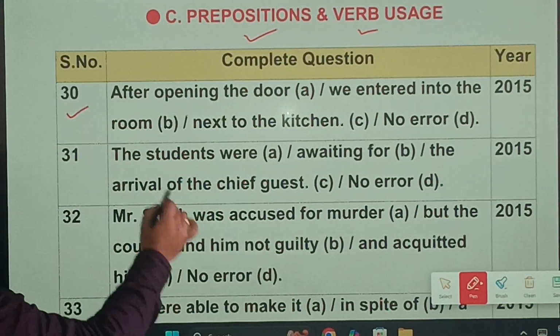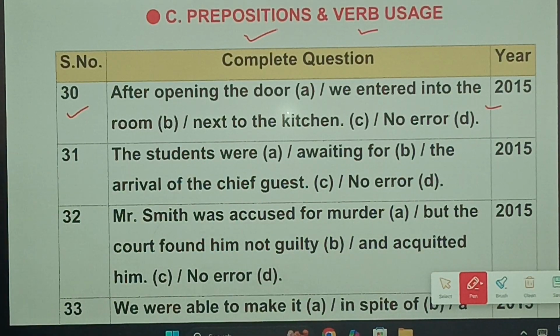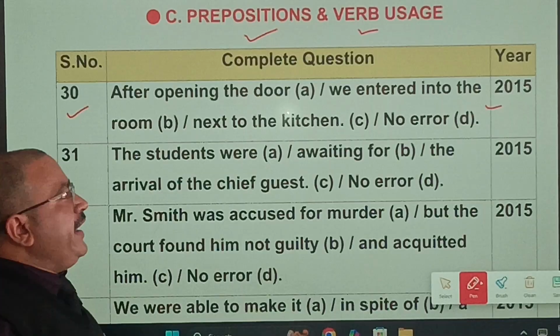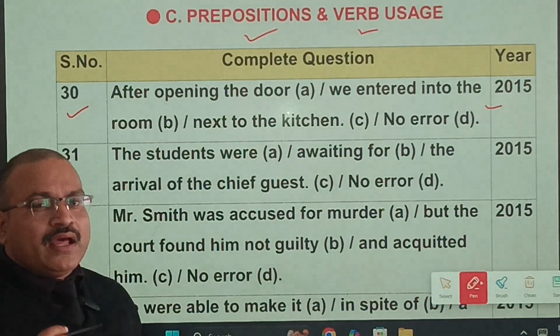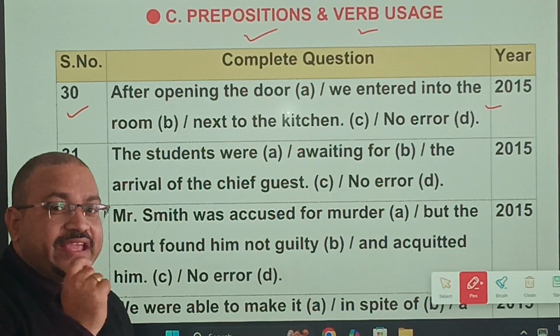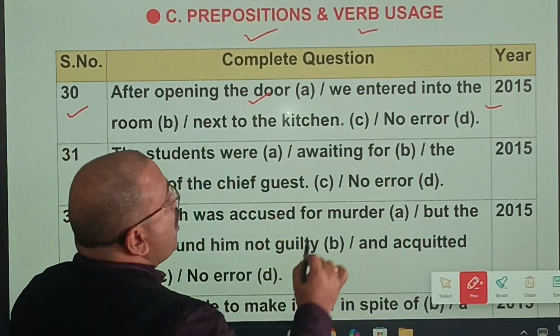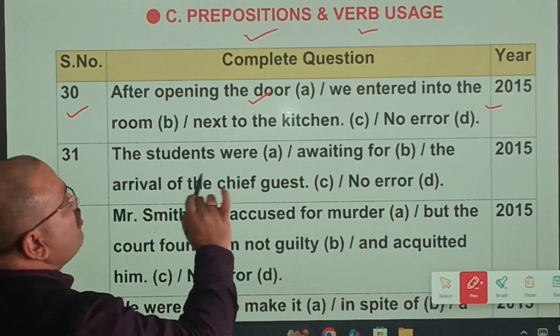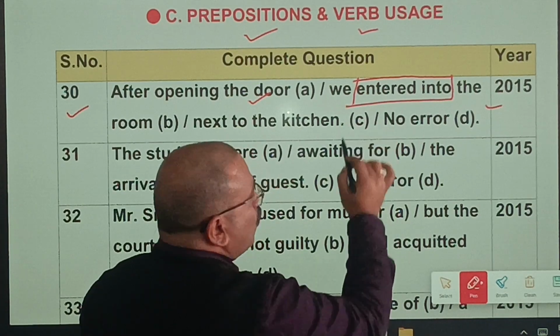Question number 30 asked in 2015. After opening the door, we entered into the room next to the kitchen. Read every part of the sentence carefully. After opening the door, correct? We entered into the room. Here is the error: entered into.